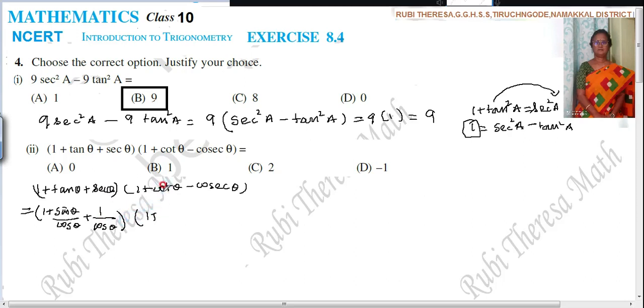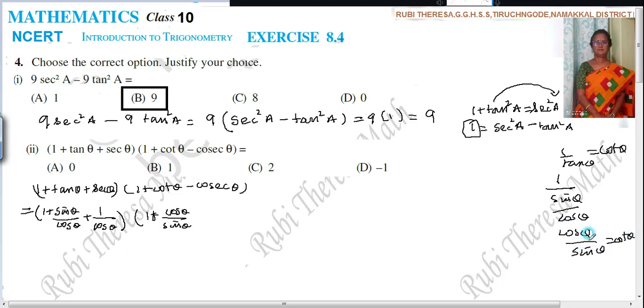1 by cos theta equal to secant theta. Next, 1 plus cot theta in terms of sin and cos, that is cos theta by sin theta. Why? Cot theta is the reciprocal of tan. Tan theta is sin theta by cos theta. Then automatically you can say that cot theta is cos theta by sin theta, because 1 by tan theta equal to cot theta. That means 1 by sin theta by cos theta. So while you are writing, what will you get? Cos theta by sin theta equal to cot theta. Those who don't know, just for them I wrote like this.